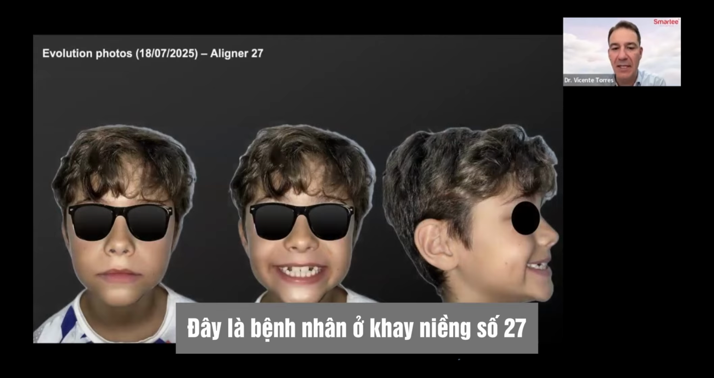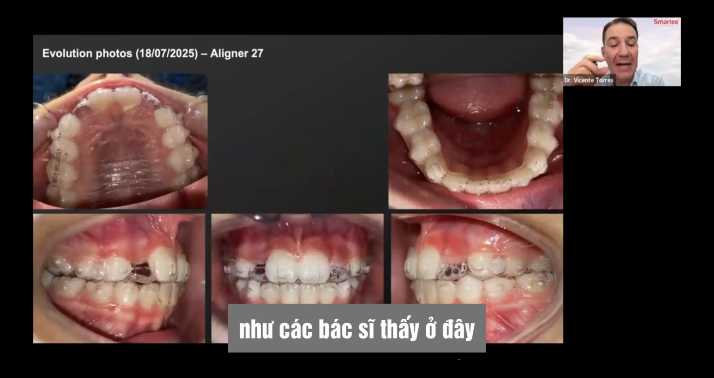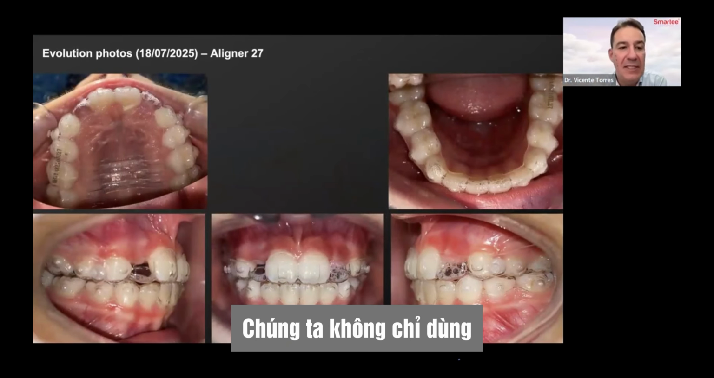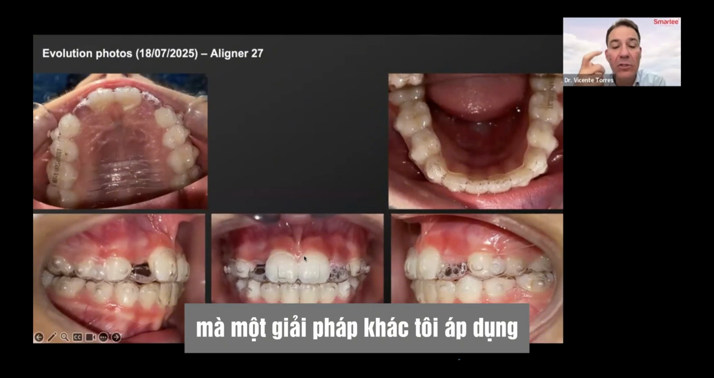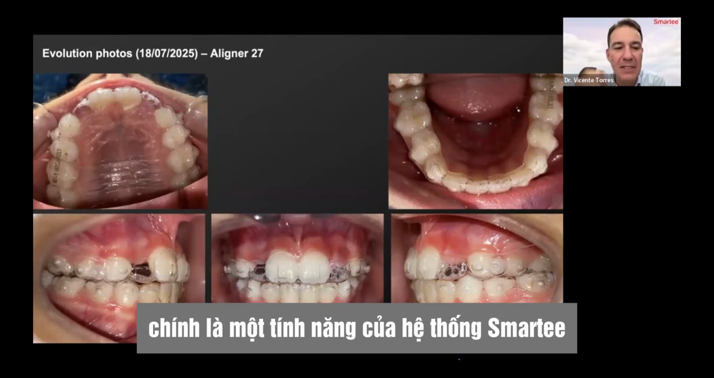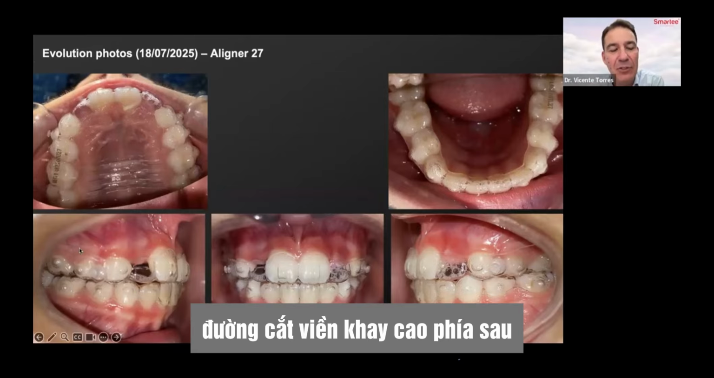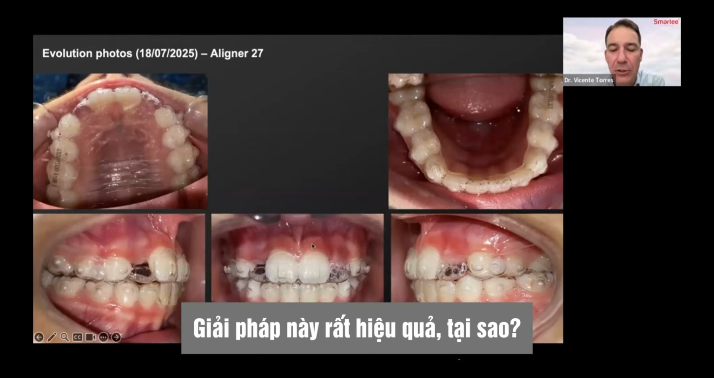Okay, so this is the patient in aligner number 27. So you can see here, and not only are we using these two devices, the S11 and the S15. Another thing that I'm using is not a solution, it's a feature that we have in the Smartee. You can see here the posterior high trim line. That feature is very useful.